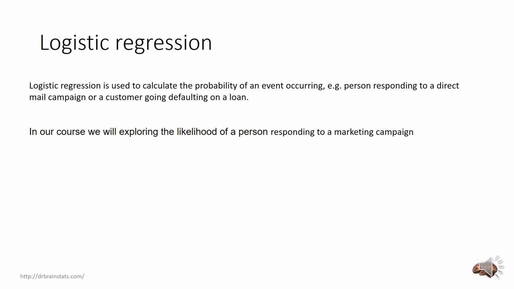So what is logistic regression? Logistic regression is used to calculate the probability of an event occurring. For example, a person responding to a direct mail campaign or a customer defaulting on a loan. In our course, we will be exploring the likelihood of a person responding to a marketing campaign.